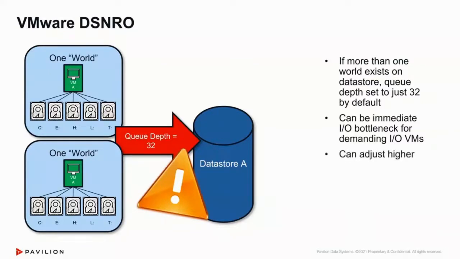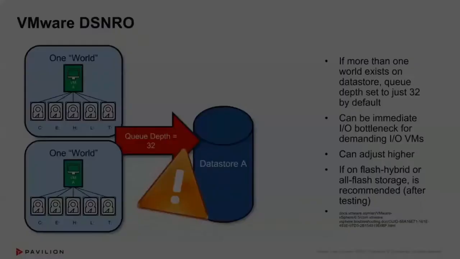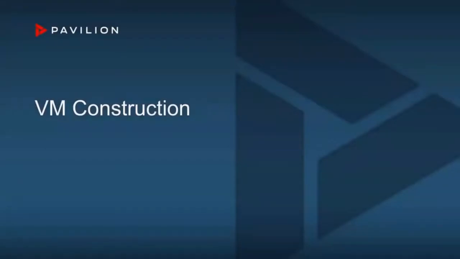This is a problem. You can adjust this higher, and I highly recommend it. There is a link on the screen here that'll take you to a VMware knowledge base article. This is one of those settings that I've been tuning all the way back to at least 5.0, if not sooner. It's common. Nobody's ever heard of this. It's one of the biggest problems with storage queuing. Okay, so that's bottleneck number 2 in the hypervisor.